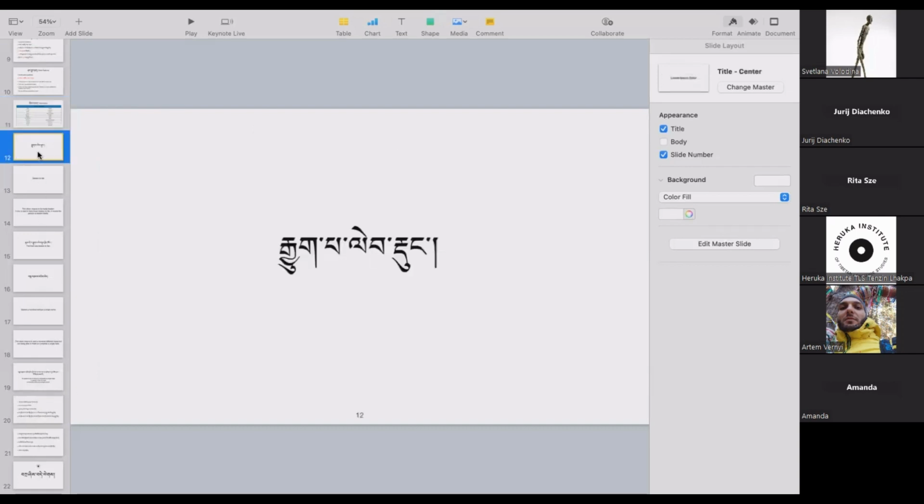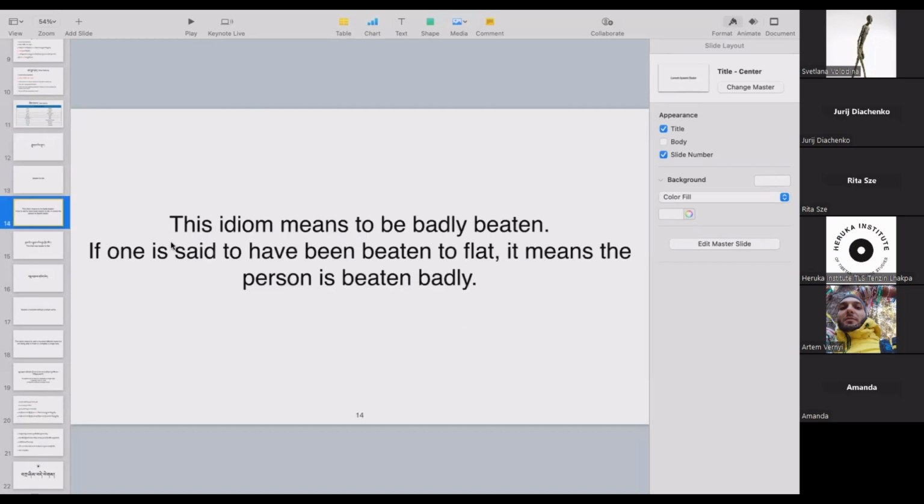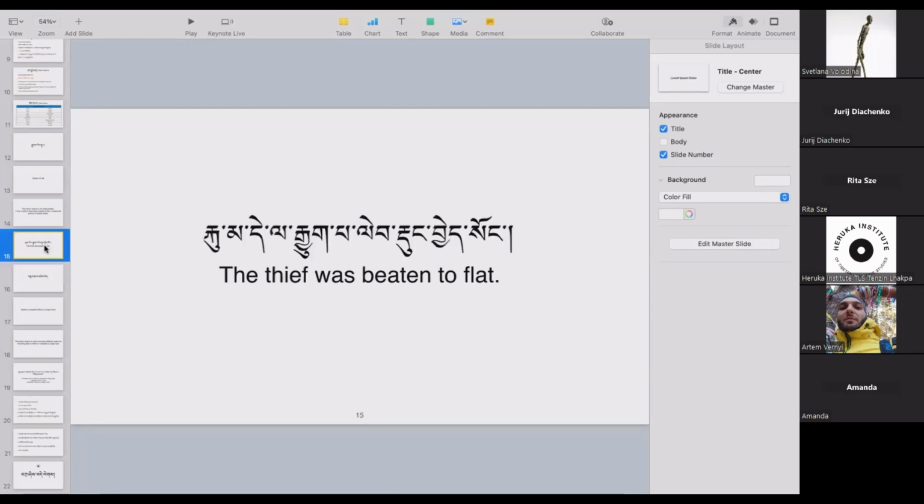Okay, so today's idiom, the first one is Gyupa Leptung, which means beaten to flat. This idiom means to be badly beaten. If someone is said to have been beaten to flat, it means that the person is beaten very badly, meaning someone was beaten very violently, and they were injured very severely. Kumatela gyupa lepung chesung, which means the thief was beaten to flat, meaning that they have caught the thief and then he was beaten very badly.